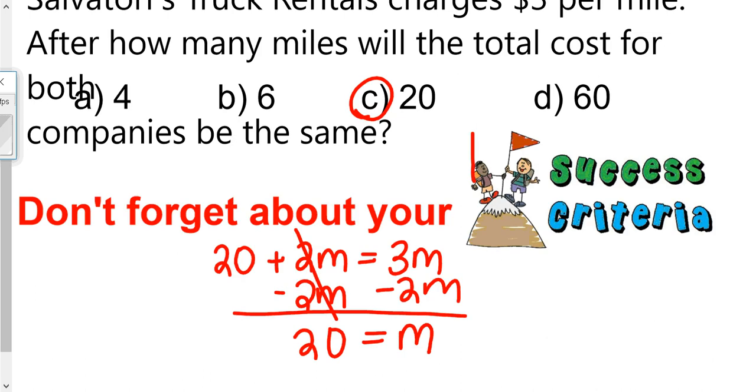Okay, you should have the answer choice C. For the last and final question of the exit slip, you should have choice C, 20. So after how many miles will the total cost for both companies be the same? The answer is C, 20 miles.